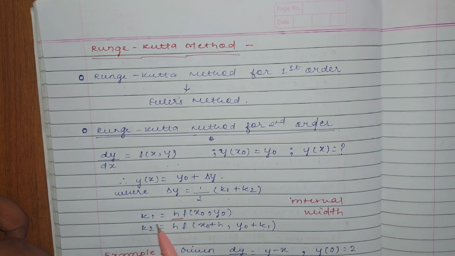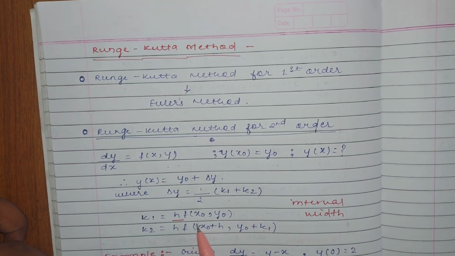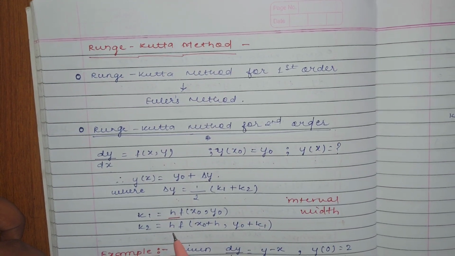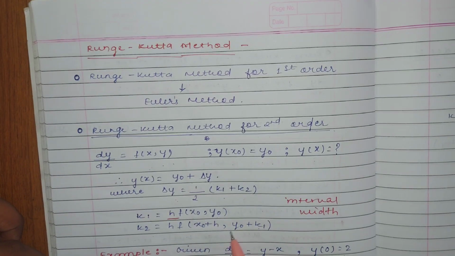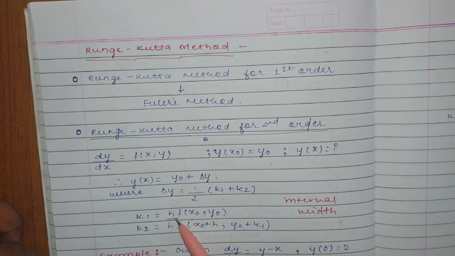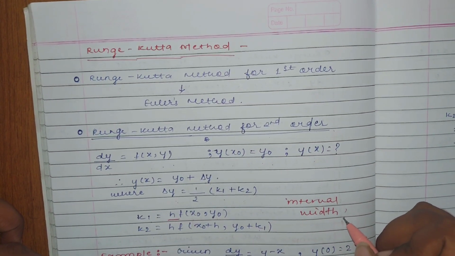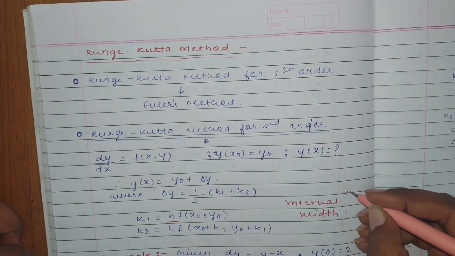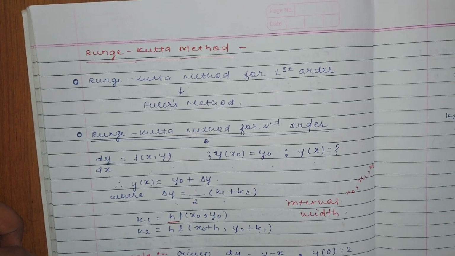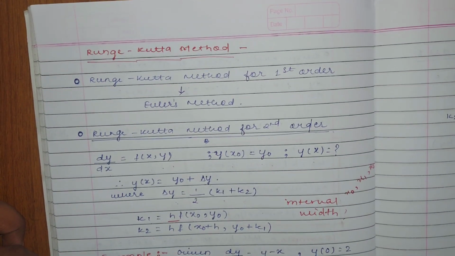Value of k1 is given by h into f of x0, y0, and k2 is equal to h f of x0 plus h, y0 plus k1. And here h is some interval width between x0, x1 and x2. So for better understanding, let us consider some examples.